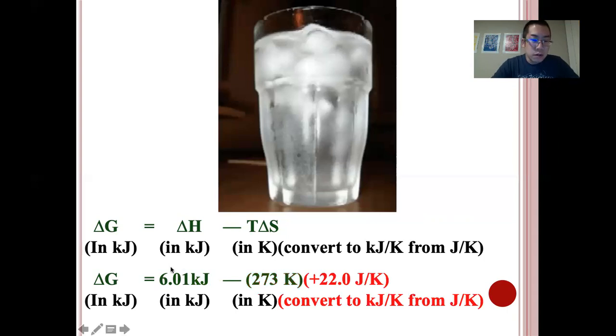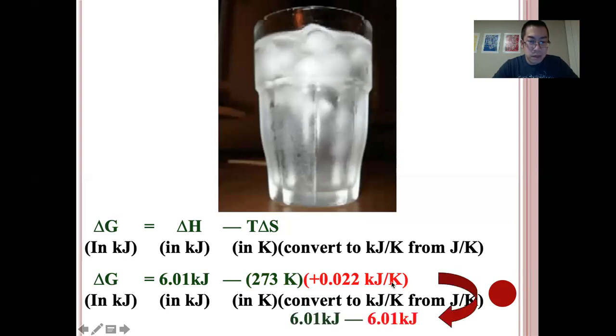But if you notice here, to make the delta H and delta S units match, we need to convert one of them. So I chose to convert from joules to kilojoules by dividing by 1,000. You could multiply the delta H by 1,000 to convert it to joules just to make sure you have the correct units. So I divided by 1,000, and 22.0 becomes 0.022 kilojoules per Kelvin. And then now we're just going to cancel out the Kelvin. And if we notice, we end up with 6.01 minus 6.01. Now, if you notice, the delta G is equal to 0.